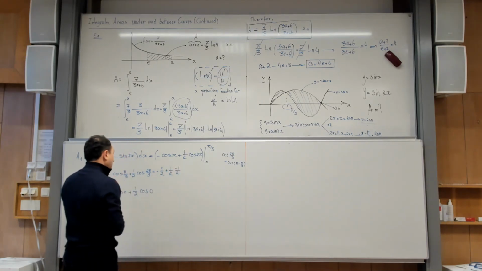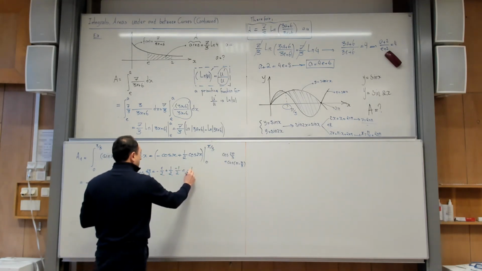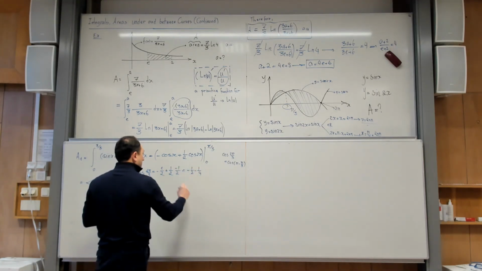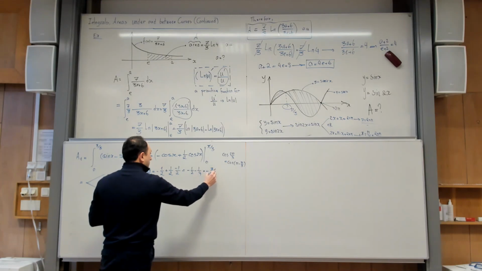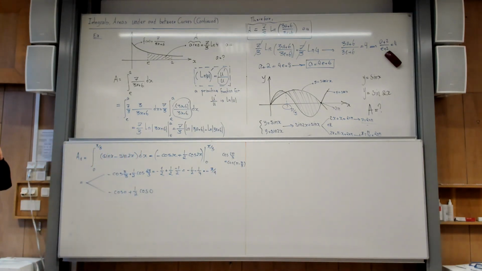So, hopefully I haven't made any mistakes. So this becomes minus 1/2 minus 1 over 4. So it becomes minus 3/4. Because you know that at the end, if I get a negative value for a, it means that I have done something wrong.